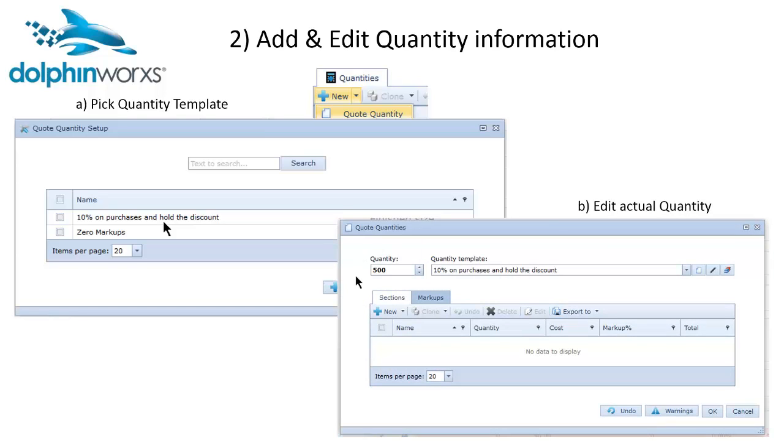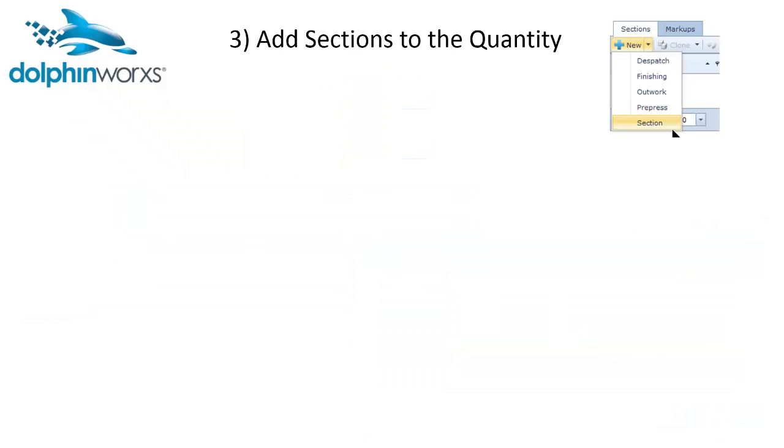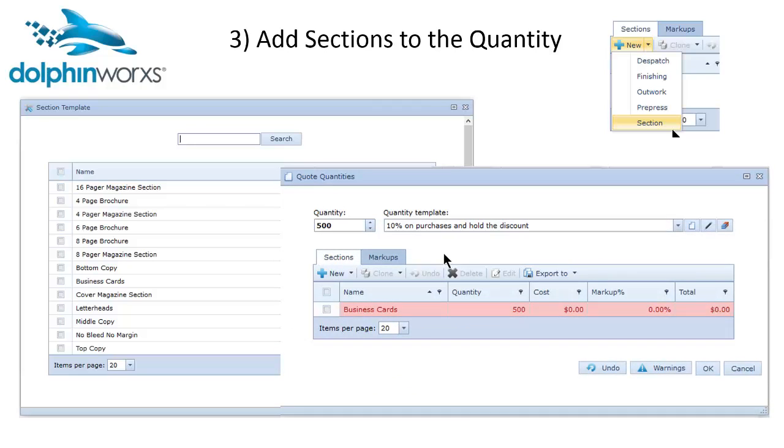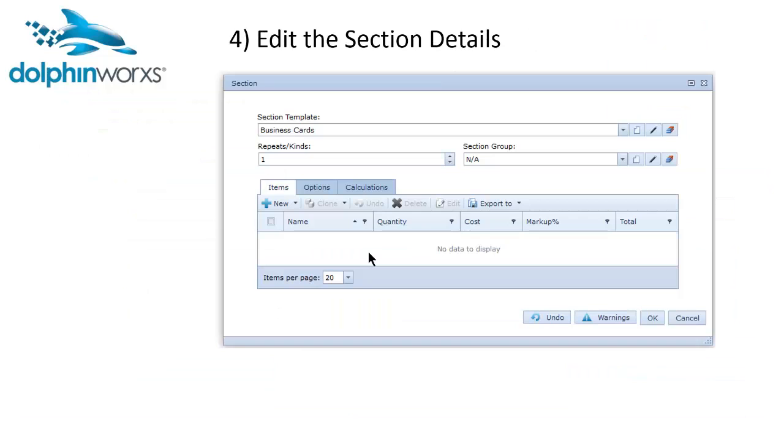So for this example, that would be 500. Once you've done this, you would then move on to step number 3, which is adding the sections to your quantity. So you click New and then Section and pick from your list that is pre-configured in the software. If something is missing or you need to configure your own sections, you can simply use the New button at the bottom of the screen. Once you've picked it, it adds it onto the list. You can also, at this point in your quote, add things like dispatch, finishing, outwork, or pre-press.